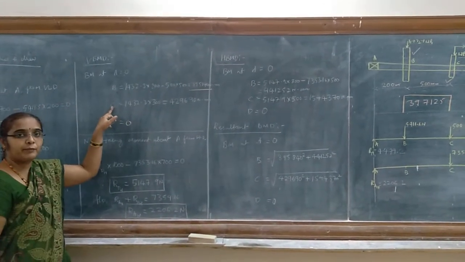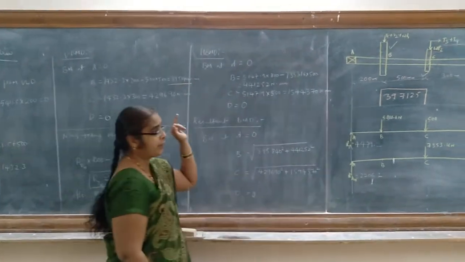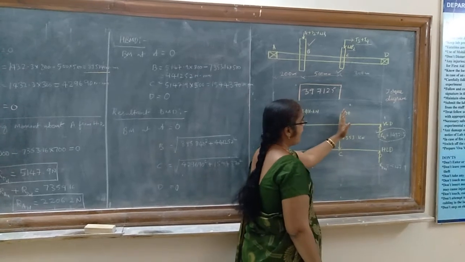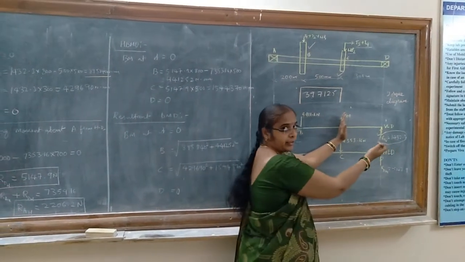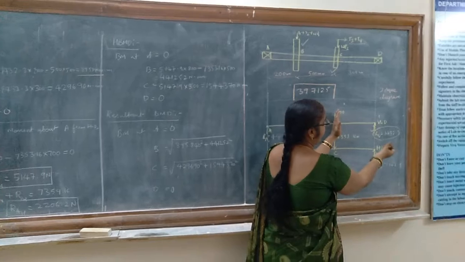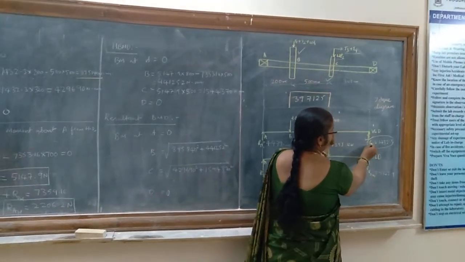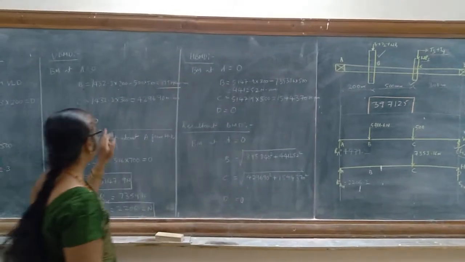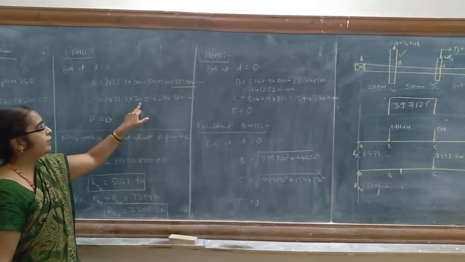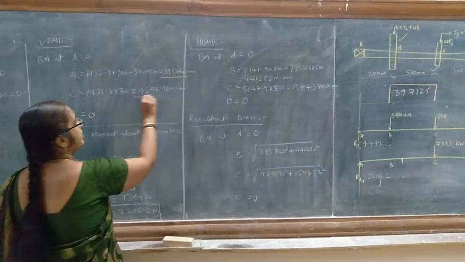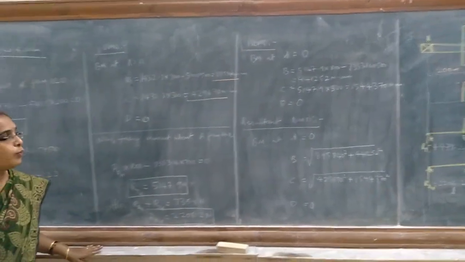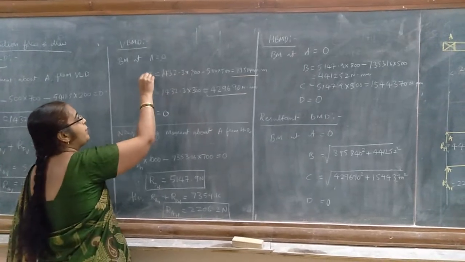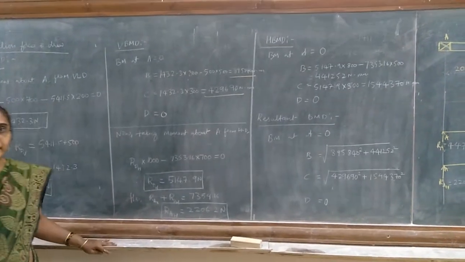Similarly, let us find the bending moment at C. How to find the bending moment at C? Here is the point C. On the right side of point C, only one load is acting, RDB into its distance. RDB is 1432.3, distance is 300. It comes to be 429690 Newton mm at point C. Now we have found the bending moment at A, B, C, D for the vertical load diagram.